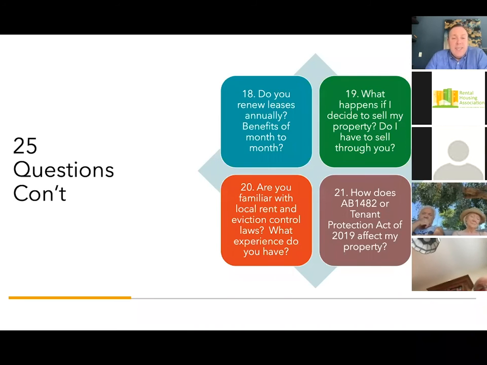Question number 18. Do you renew leases annually? What are the benefits of a month-to-month lease? I typically do not advise landlords to renew a fixed term lease beyond that first year. There's very little benefit to a landlord to have a fixed term lease beyond that first year. Leases under the CAA lease automatically go month to month at the expiration of that fixed term. That allows you more leeway as an owner to make changes as necessary that are allowed by law, by serving notice or by getting a signature from the tenants.